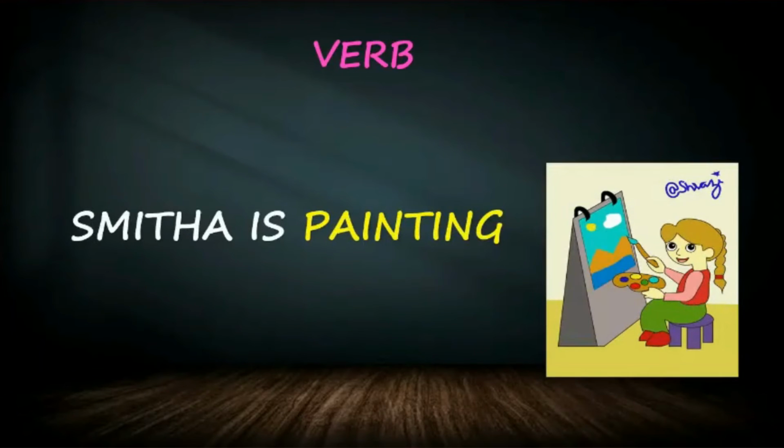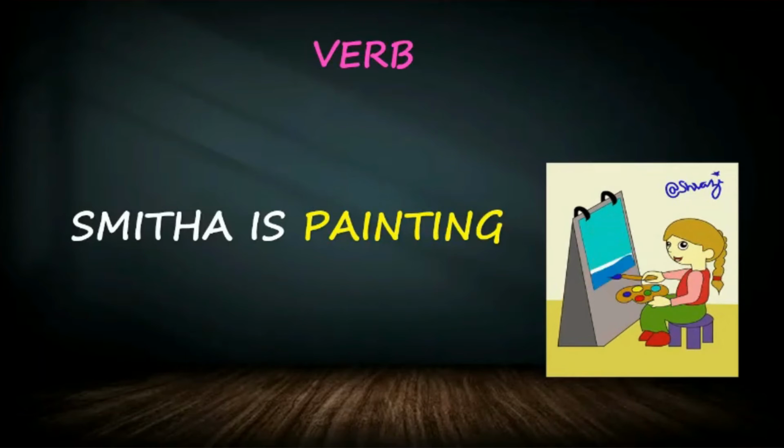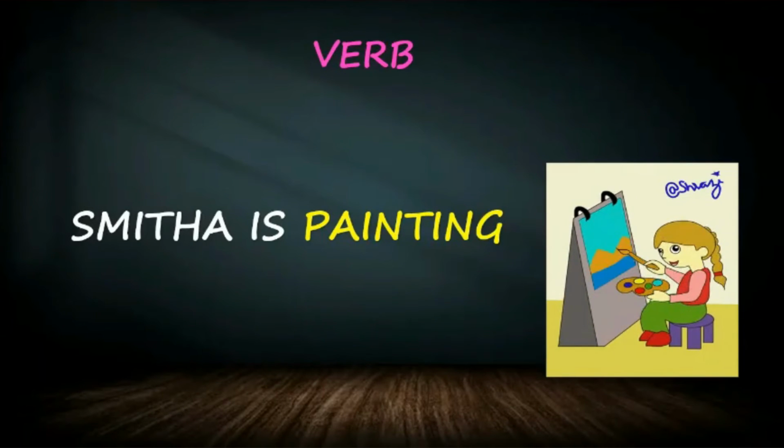Smita is painting. Let's use the trick here. Number one, find the noun. Yes, the noun here is Smita. Number two, what is the noun doing? The verb here is painting, right? And what is the spelling for painting? P-A-I-N-T-I-N-G, painting. Smita is painting.